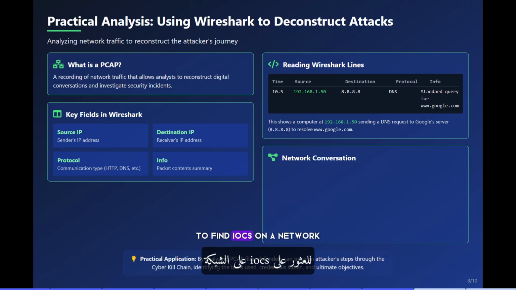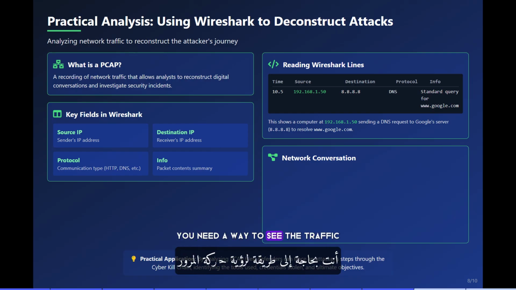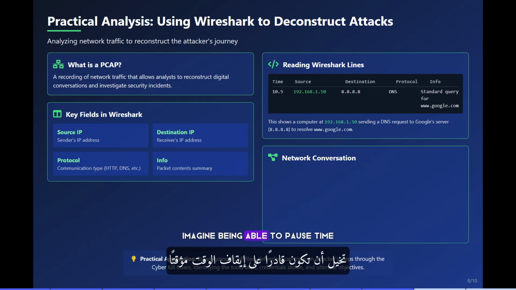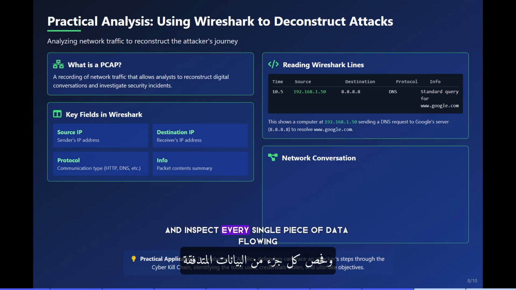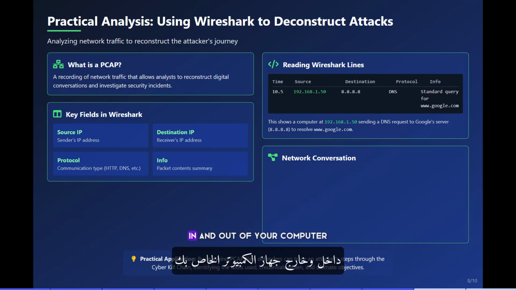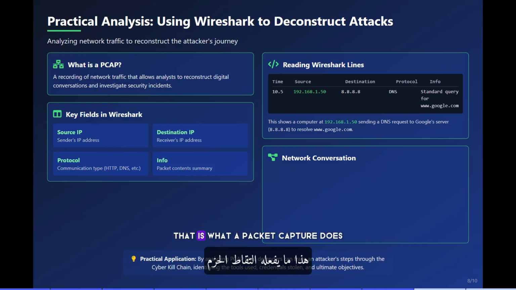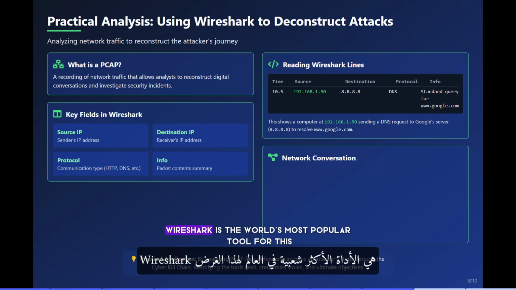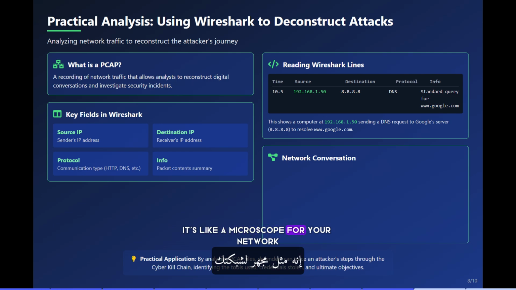To find IOCs on a network, you need a way to see the traffic. Imagine being able to pause time and inspect every single piece of data flowing in and out of your computer. That is what a packet capture does. Wireshark is the world's most popular tool for this. It's like a microscope for your network.